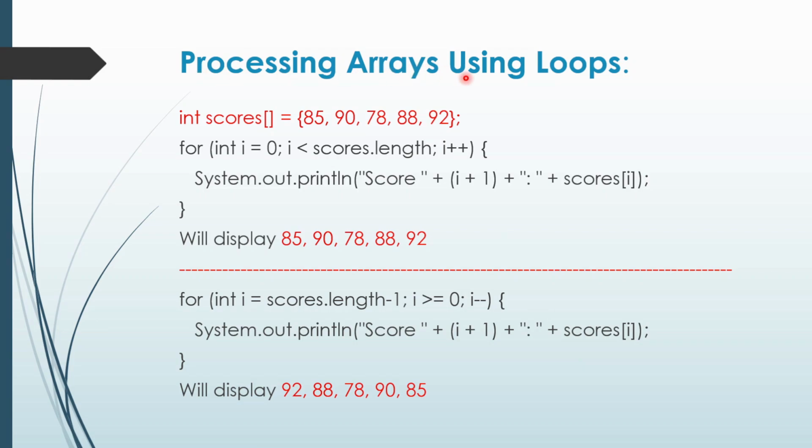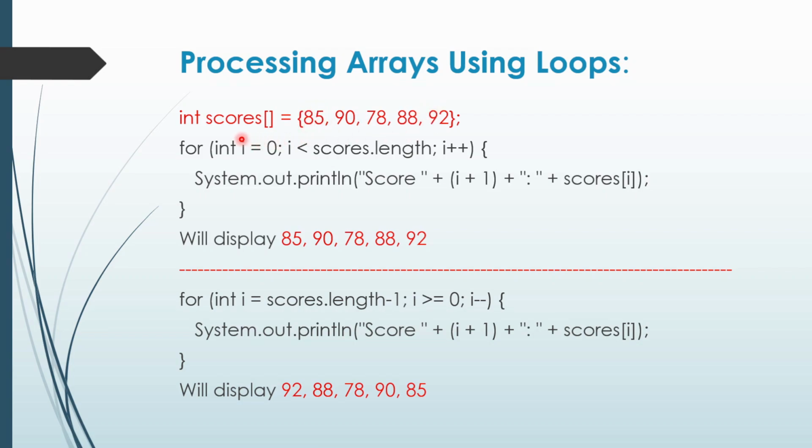How do we process arrays using loops? Suppose I have created an array. This array is of size 5. Yes, I've given 5 elements over there. So what do we do? We create a for loop. In the for loop, what are the positions? The positions are 0 to 4, right?